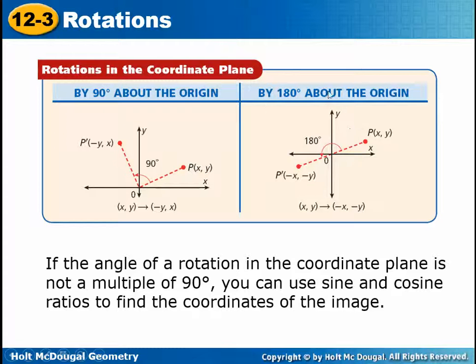If you want to rotate 180 degrees about the origin, then you use the rule of x, y becomes negative x, negative y. So you keep them in the same position. All you do is change both of their signs. So a pre-image that was in the first quadrant will end up in the third quadrant. Both signs will change. If they were both negative, they'll become both positive, and you'll end up here.